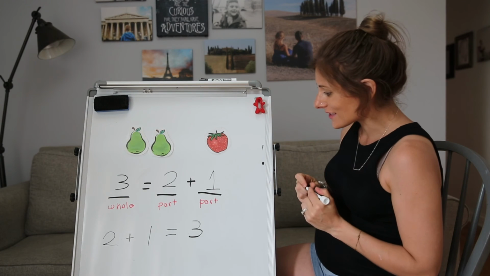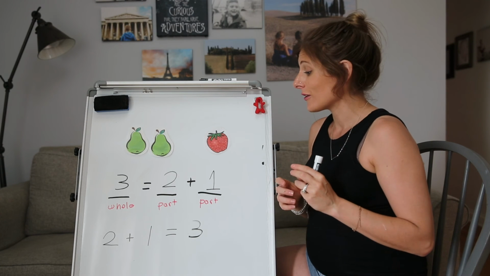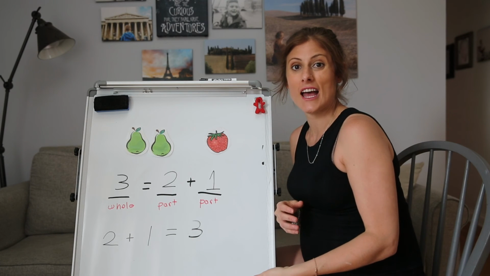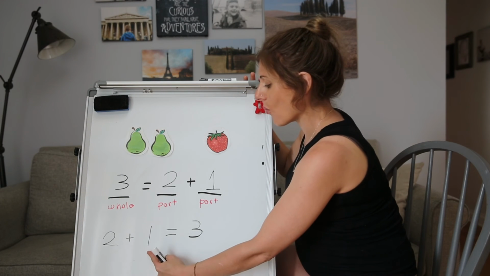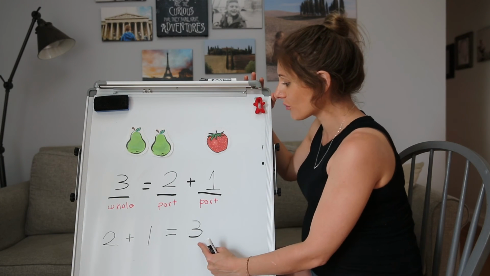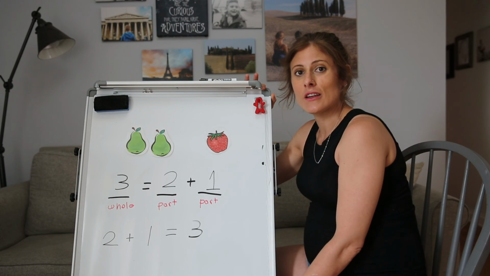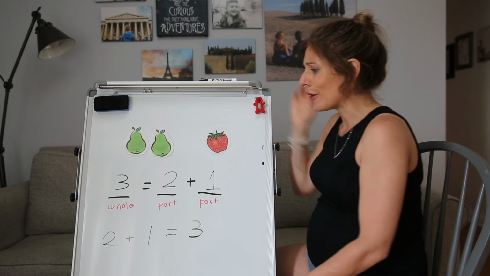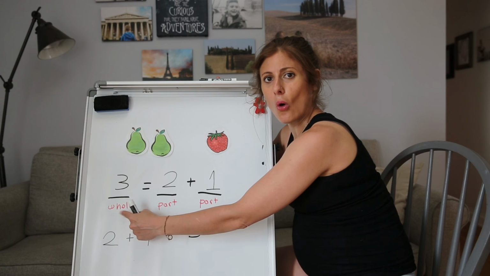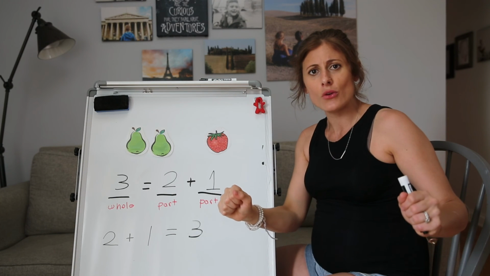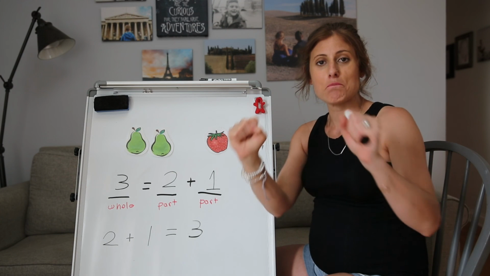Whoa, students! I think I made a number sentence starting with the parts this time. Let me read it one more time. 2 plus 1 equals 3. I can write a number sentence using addition in 2 different ways. I can start with my whole and break it down, or I can start with my parts and put them together.